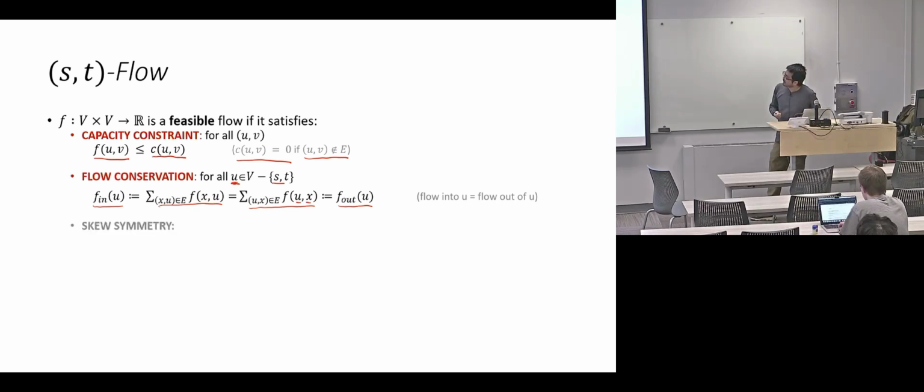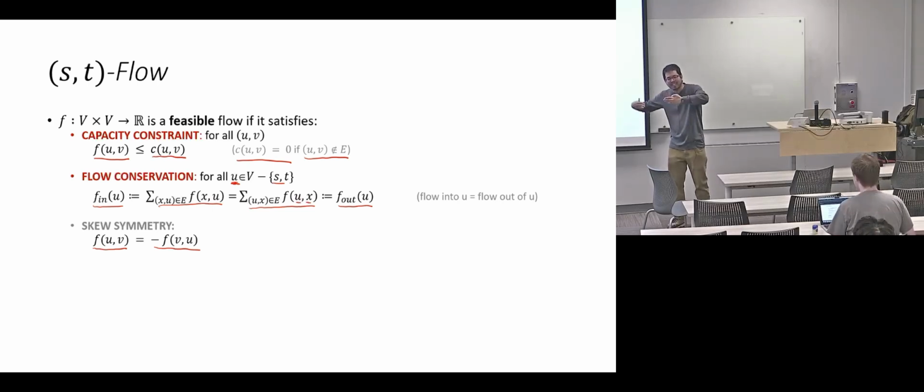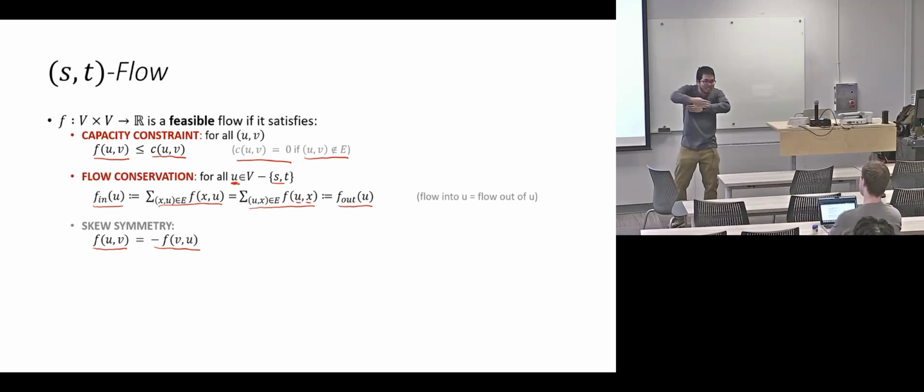Okay. There is another one that is just for notational convenience, which is skew symmetry. I'm just going to say that the flow from u to v is basically the negative of the flow from v to u. This makes intuitive sense because you think of flow as water that has direction, right? For each edge from u to v, if you send flow of 1 unit from u to v, from v to u it's -1 unit.